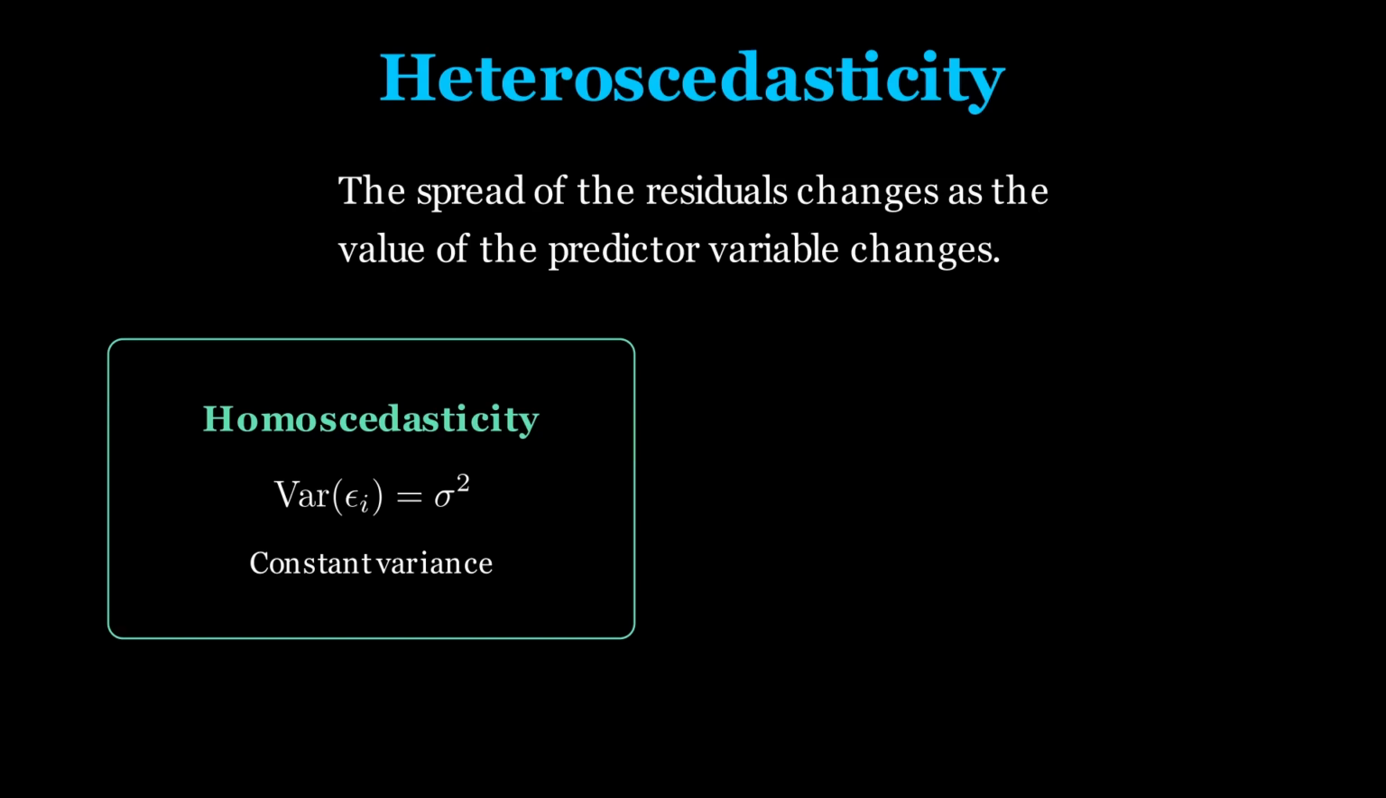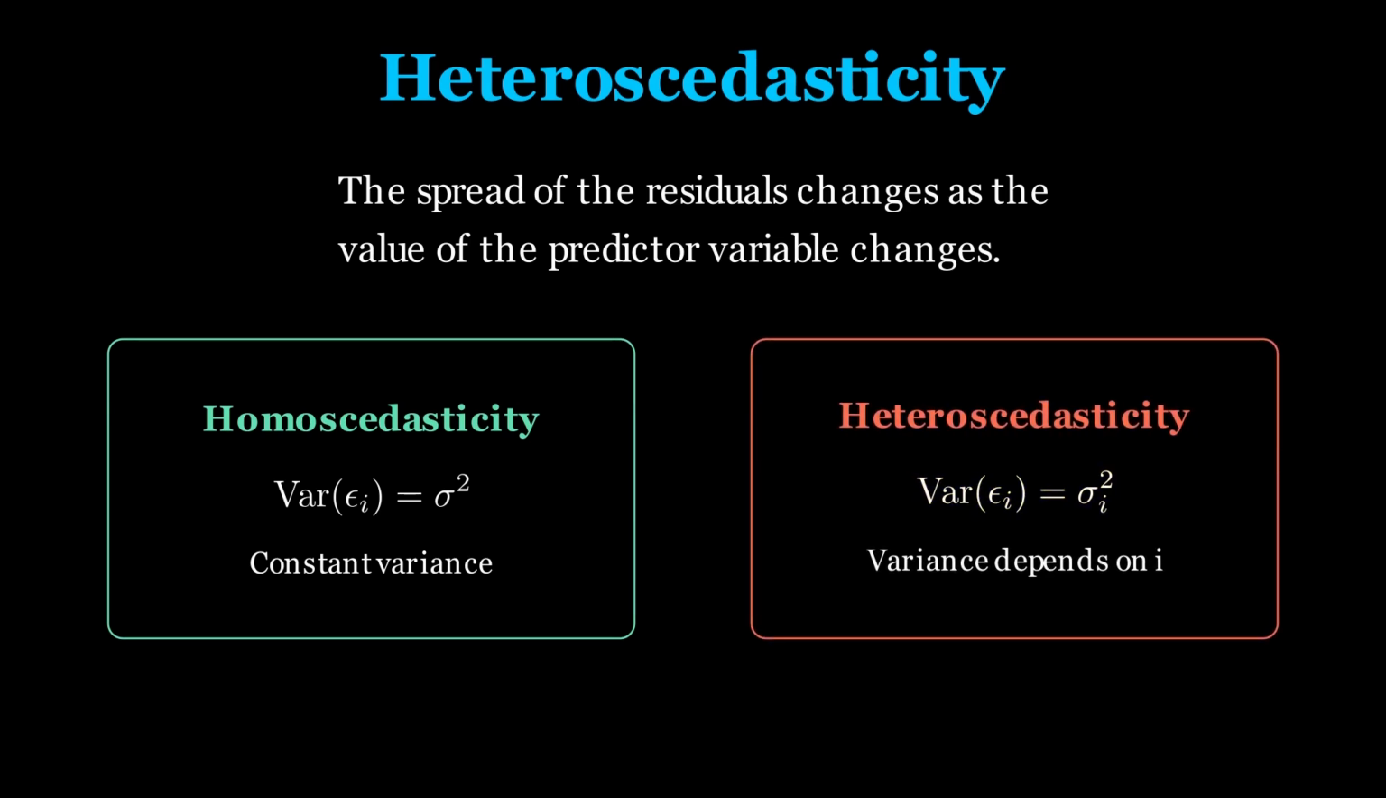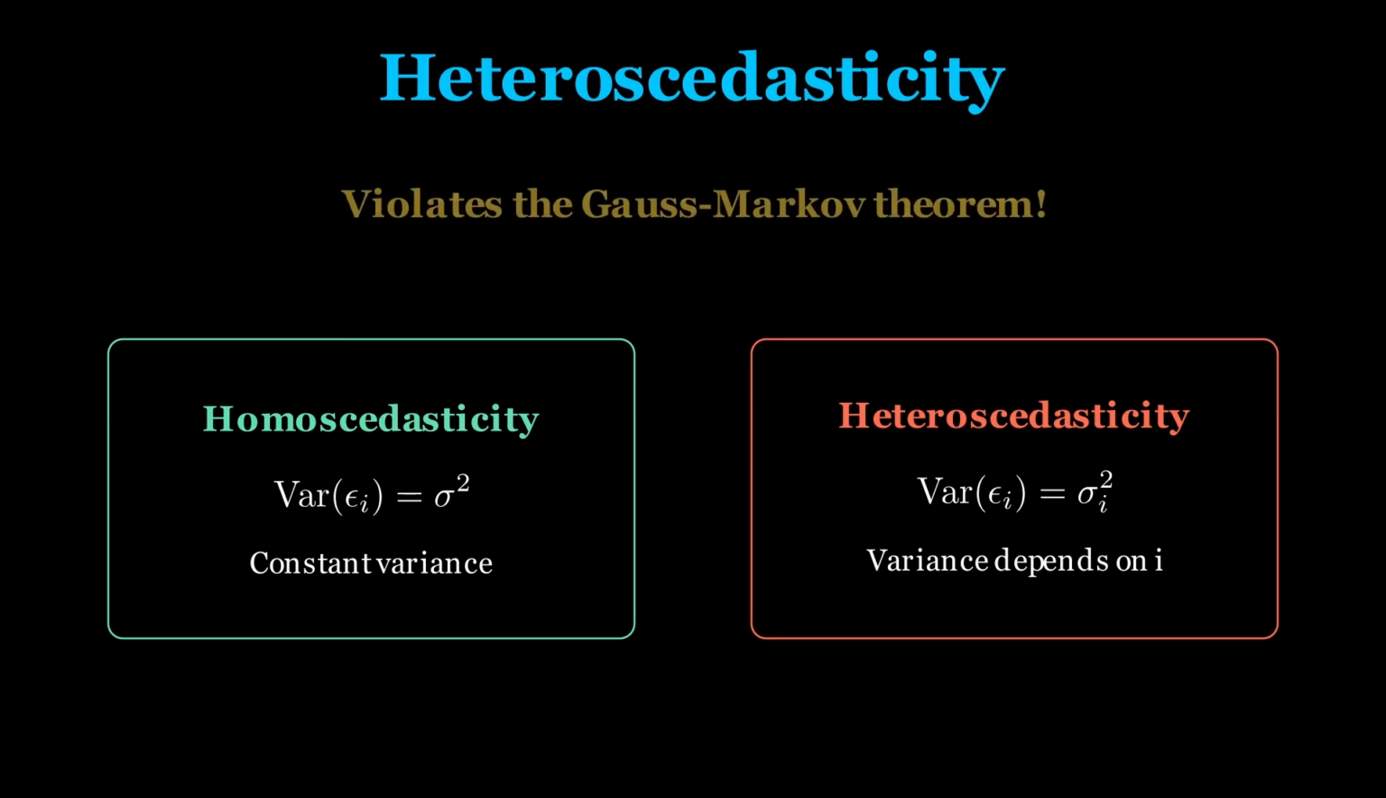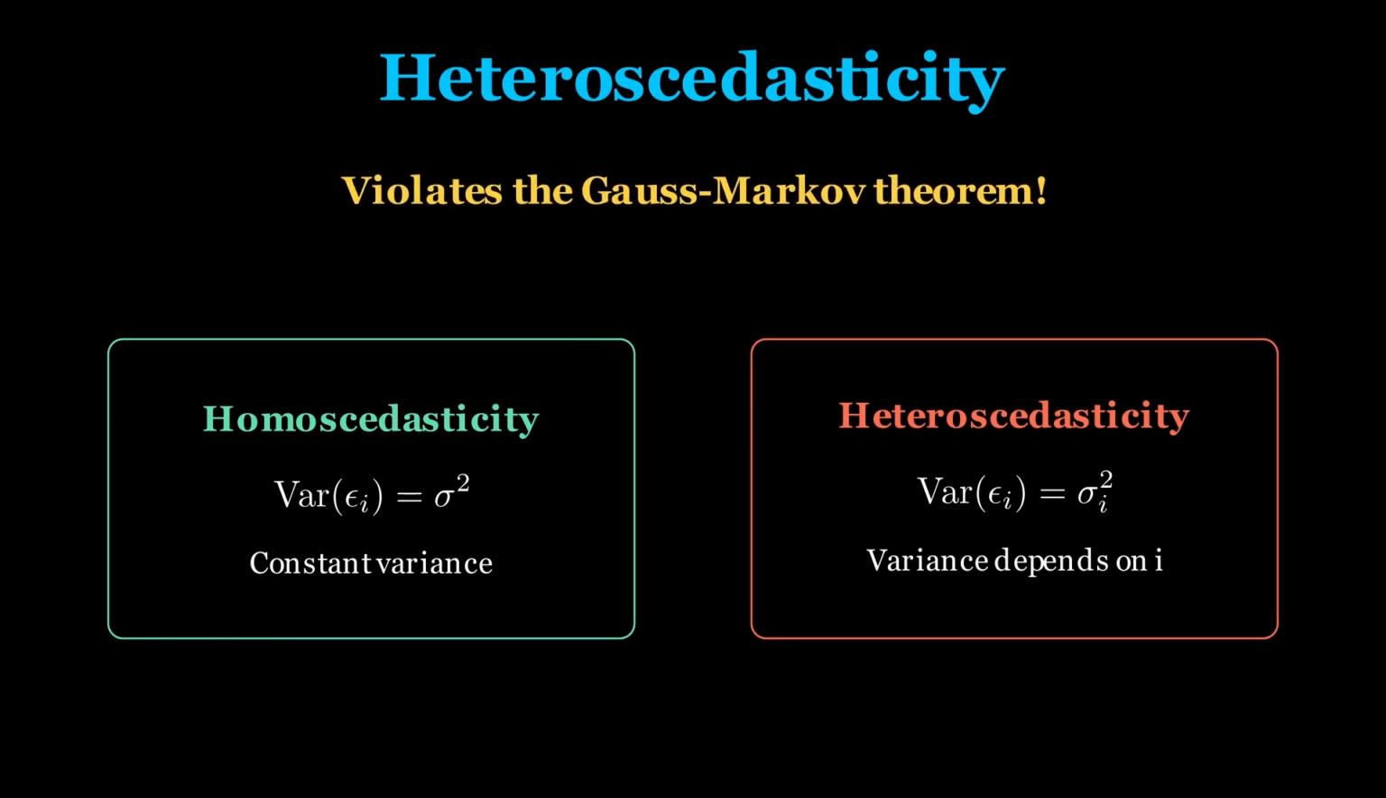Under homoscedasticity, every error term has the same constant variance, sigma squared. Under heteroscedasticity, the variance changes from observation to observation. We write this as sigma i squared, where the subscript i indicates that each observation can have its own variance. This non-constant variance violates the Gauss-Markov theorem and can lead to issues in regression analysis, such as unreliable standard errors and inefficient estimates. To better understand these concepts, let's look at some plots.